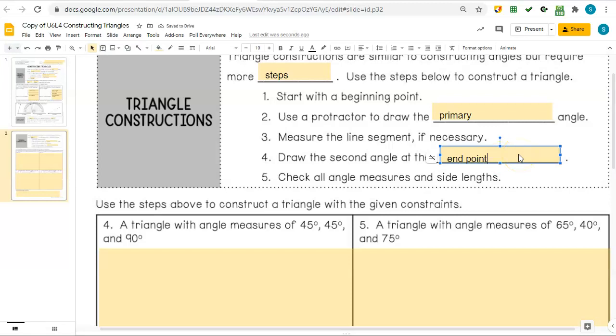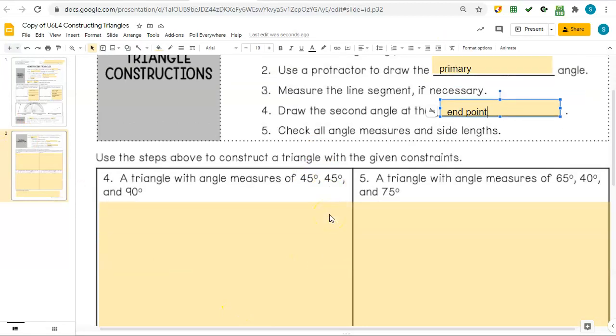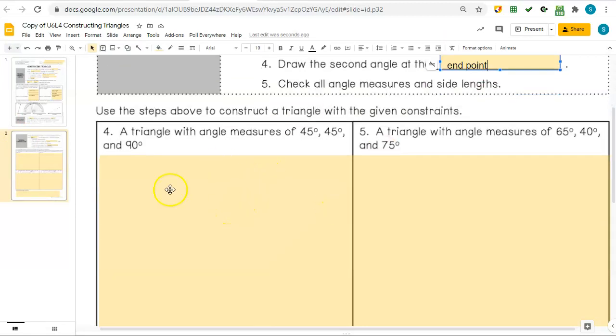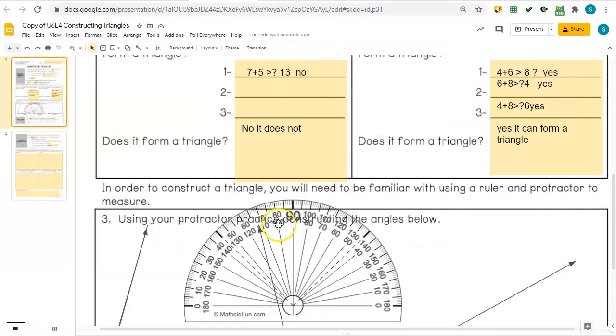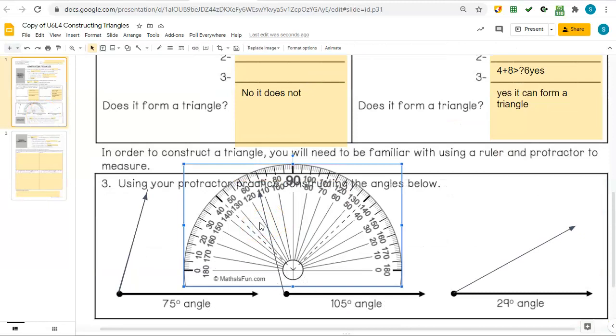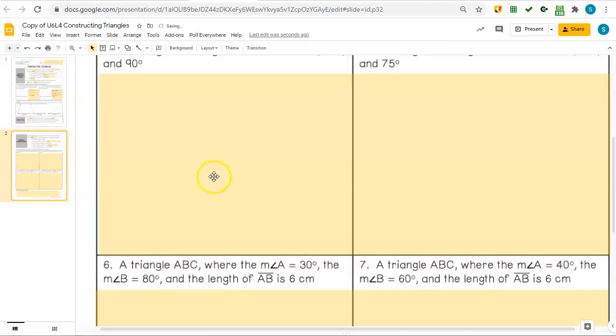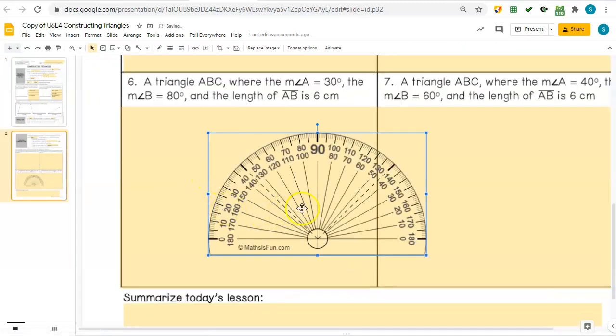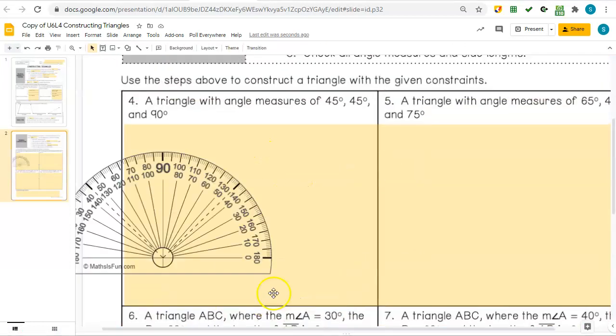So we're going to draw one line segment. We're going to draw a line. We're going to draw an angle off of that. And then from one of those rays, we're going to draw another angle. Alright? So let's use that to create these angles here. Now I'm going to need my protractor. So I'm going to go back to page 1, cut my protractor, Control X, come back down here, Control V, let's get that into place.